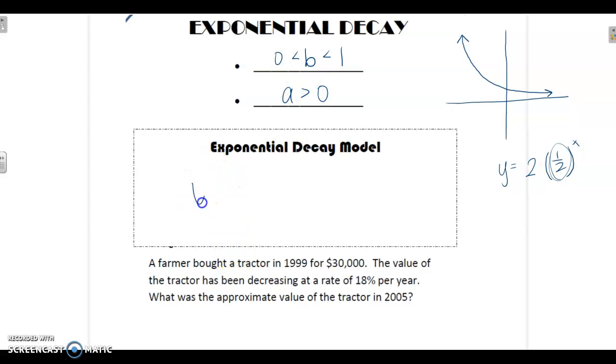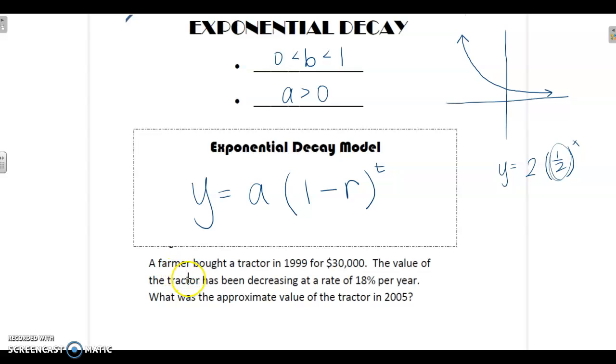Now, your decay model looks almost the exact same. A times 1. Now, instead of a plus sign, you're going to have a minus. So 1 minus r to the t power. So again, A is going to be your initial amount. R is going to be your interest rate or whatever the percentage is. But again, you want to change it to a decimal. And T is your time.